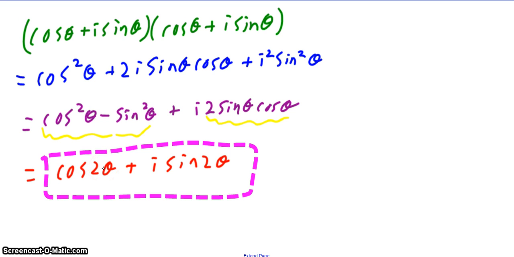So again, it was just more for practice to see how de Moivre's theorem works, or one way in which it works in this case, and it's from our trig identities.